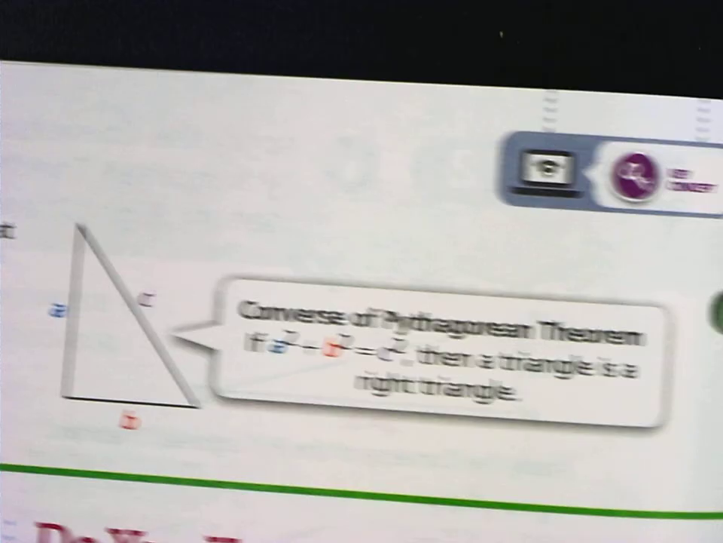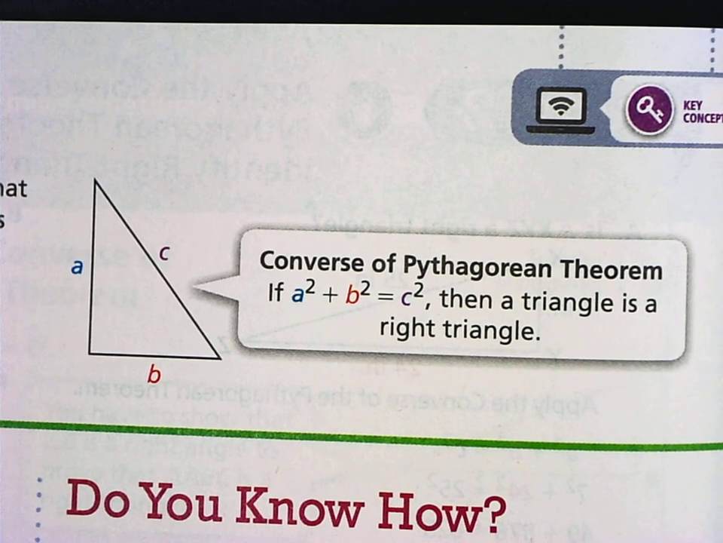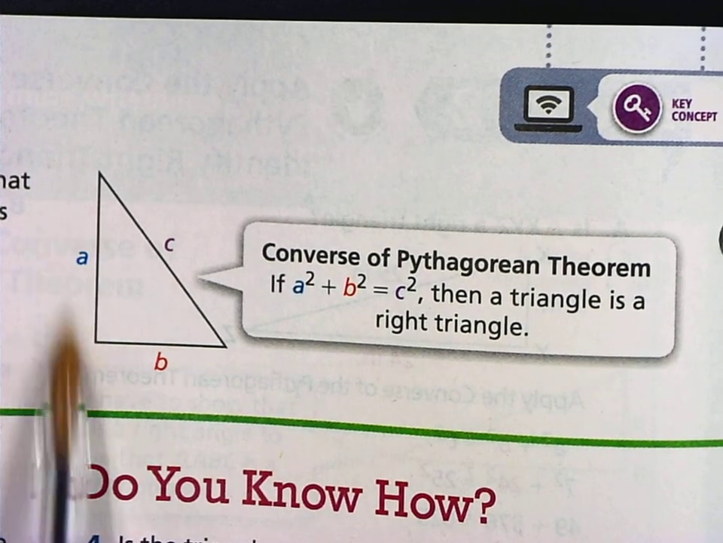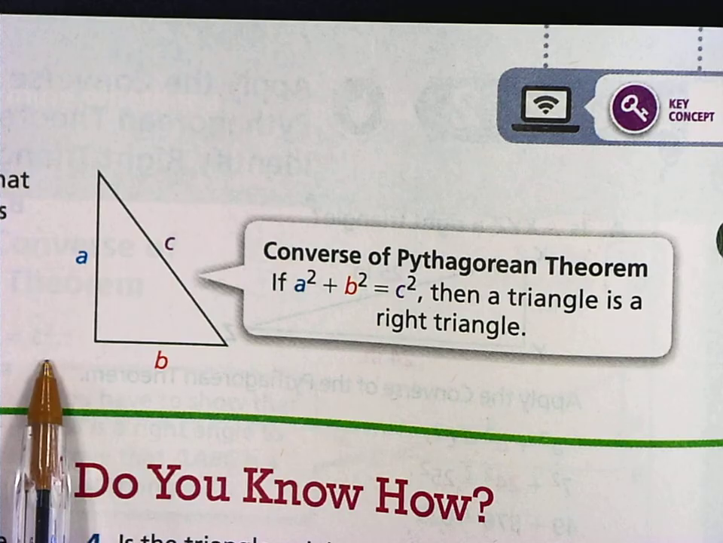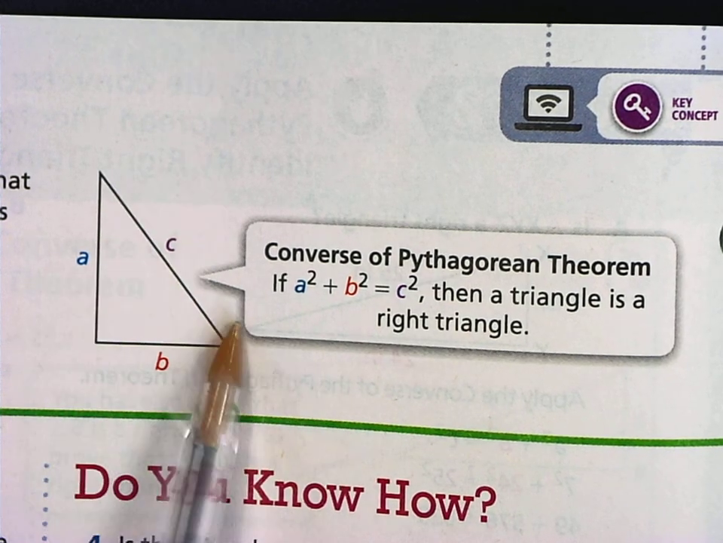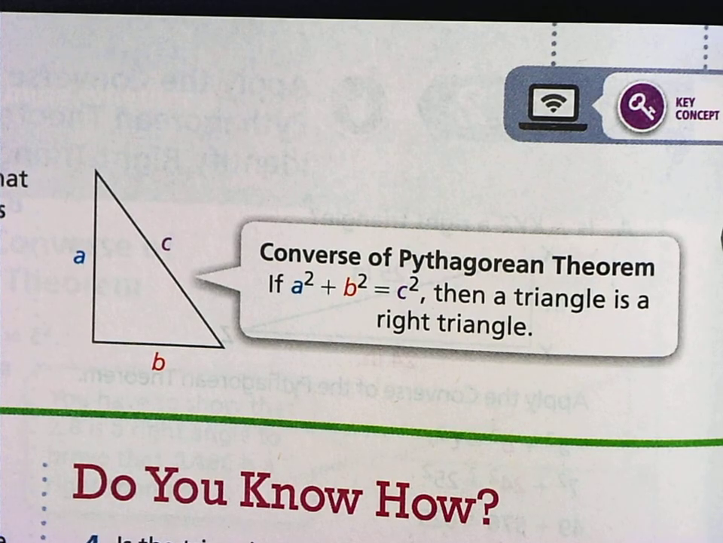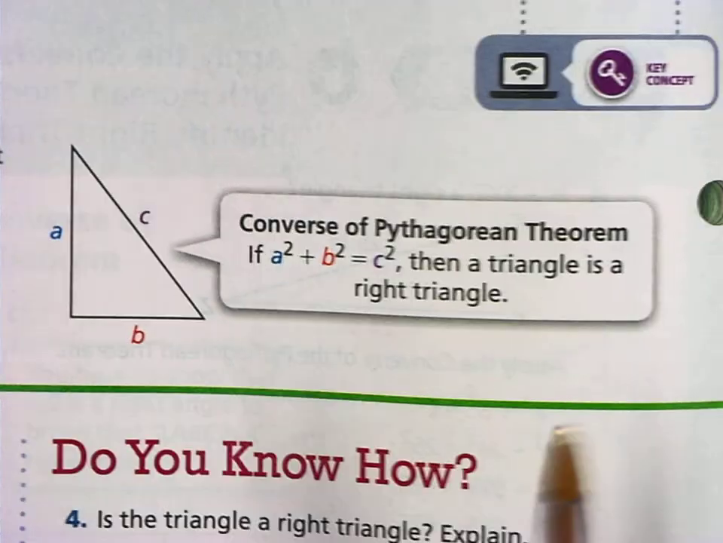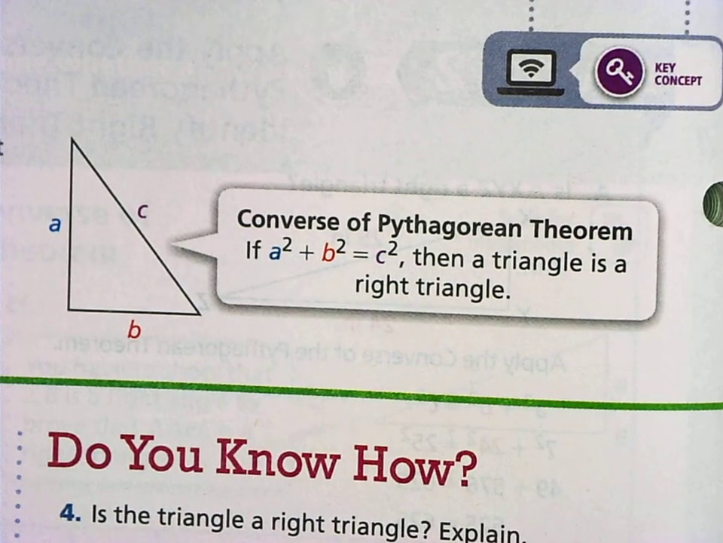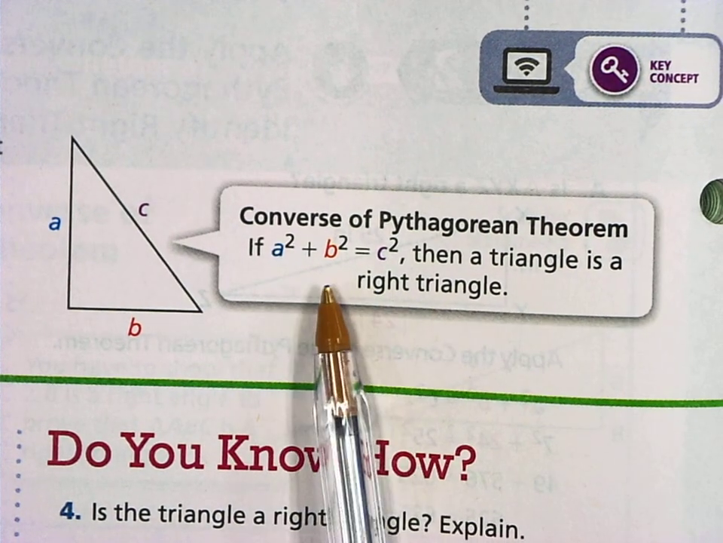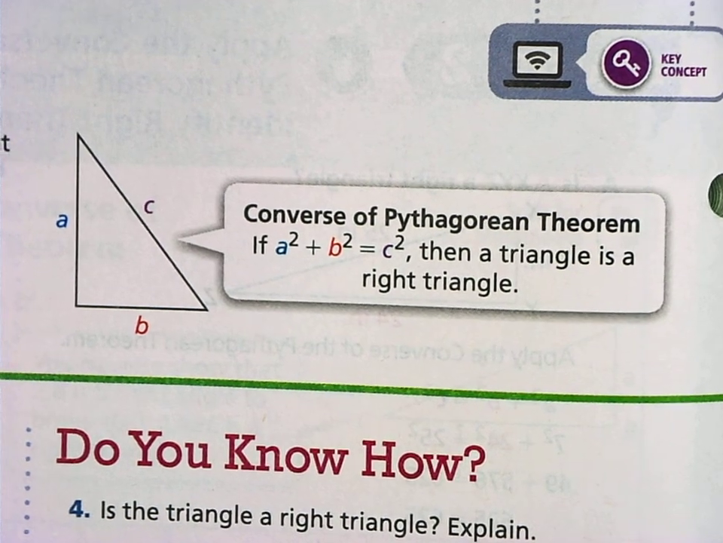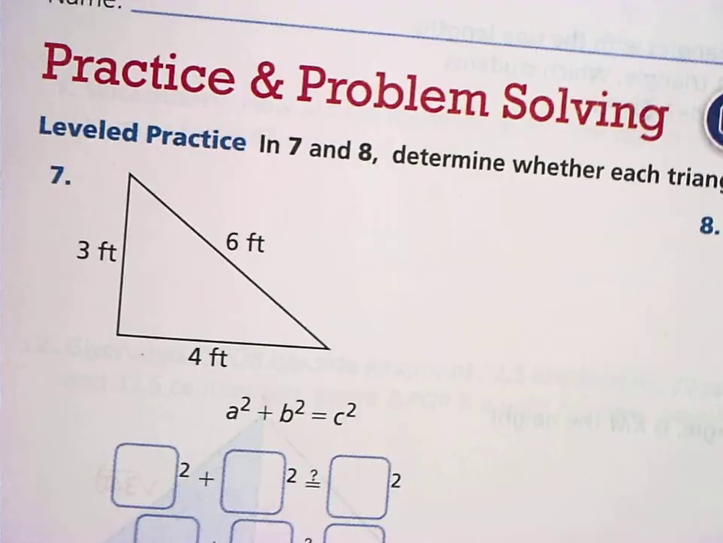Okay, so basically that says if the sum of the squares of the lengths of two sides of a triangle equals the square of the length of the third side, then the triangle has to be a right triangle. So basically, if you have all three side lengths and you plug them into the Pythagorean theorem, and it works, then the triangle has to be a right triangle. If it doesn't work, then it's not a right triangle. So let's take a look at what that's talking about.